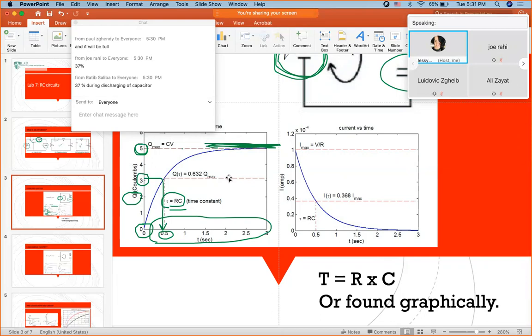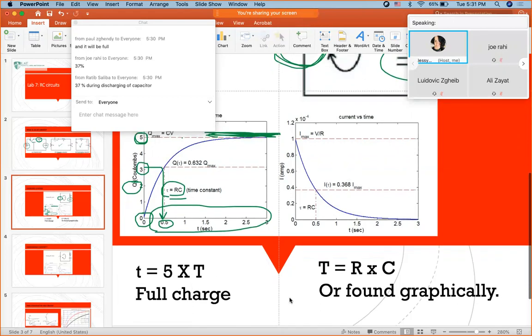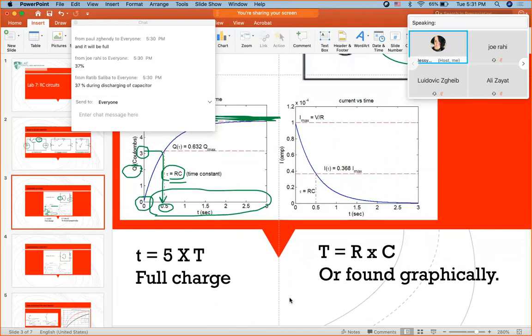Okay, I'm gonna discuss the discharging later. It's very important to know that it will be fully charged after 5 tau. So t is equal to 5 times tau. That's the full charge. Although we know that the full charge will never happen, you will reach 99.99%. It has an asymptotic behavior at the end, and you can see it in the lab. Sometimes it reaches 100% and sometimes it reaches 99.99. So around 5 tau, you have a full charge, okay?